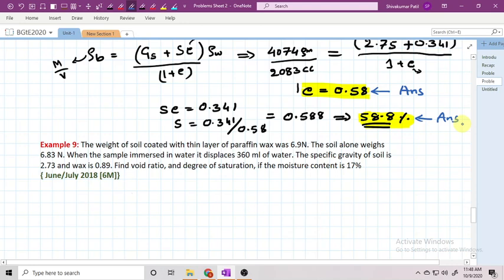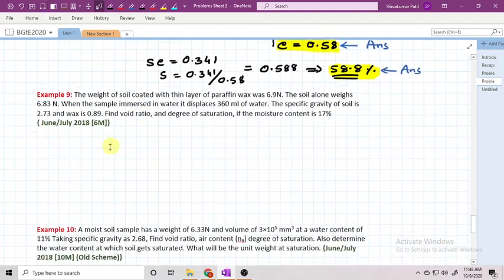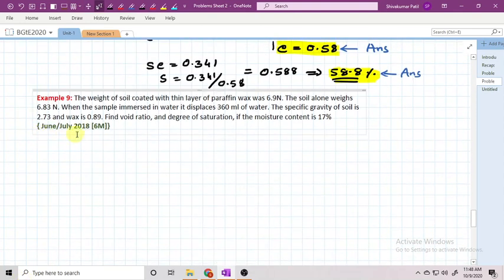So coming to the next problem. You see the next problem, what it is telling. From now onwards, whatever problems were asked in previous question papers, I am taking up here. So read the problem carefully.